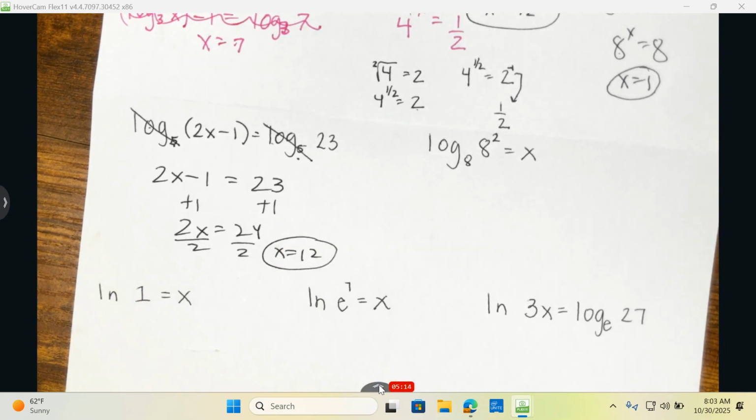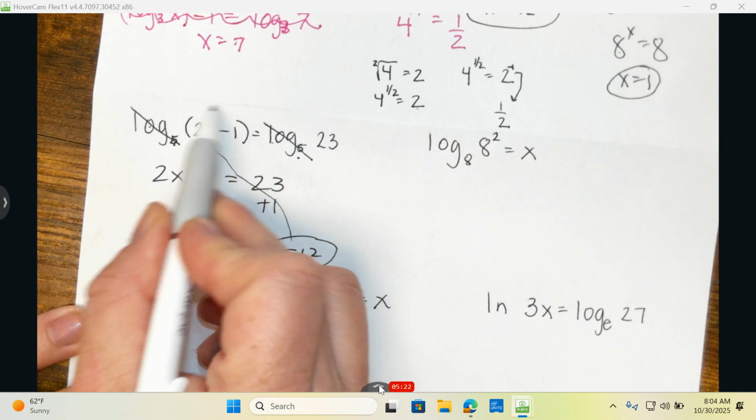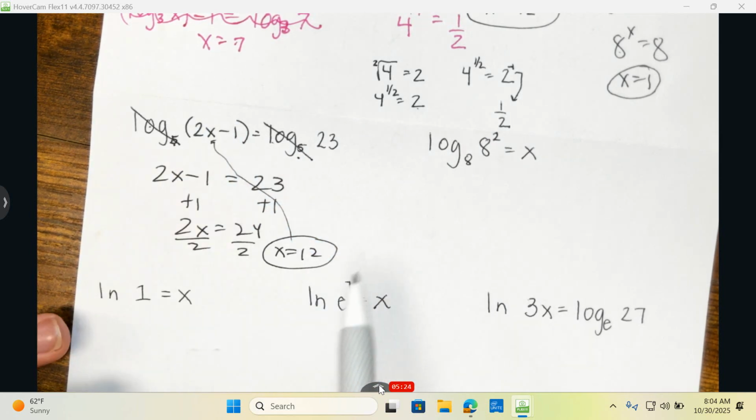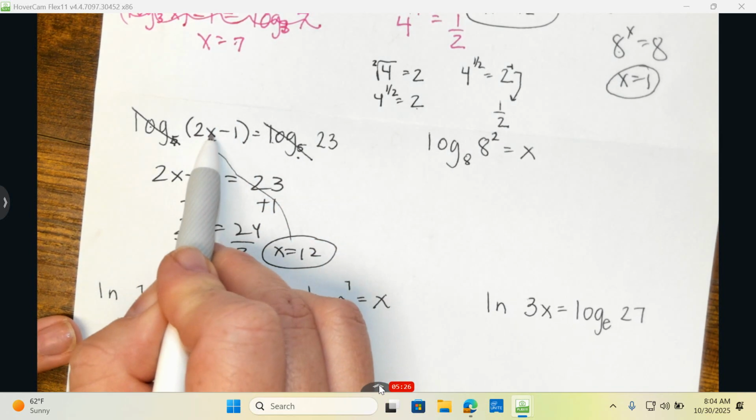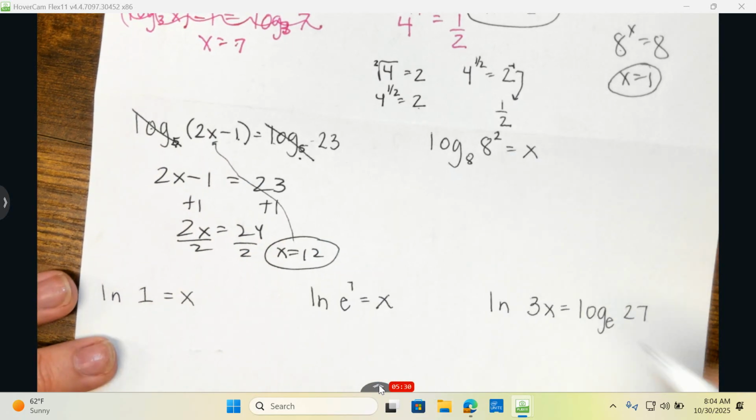And then I need to make sure it's not an extraneous solution, which is an answer that looks like we did all the math right. When I plug it in, I need a value here that's greater than 0. So let's check. 2 times 12 is 24. 24 minus 1 is 23. That looks good. Let's come over here.